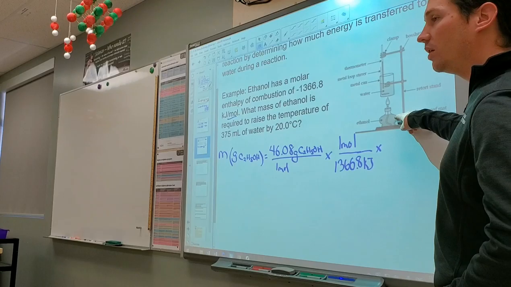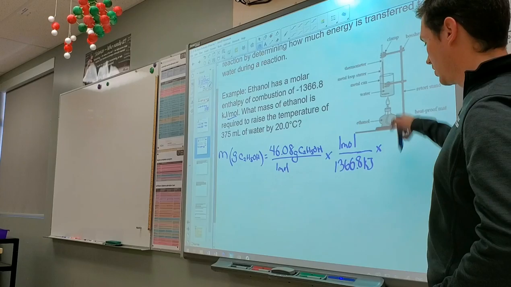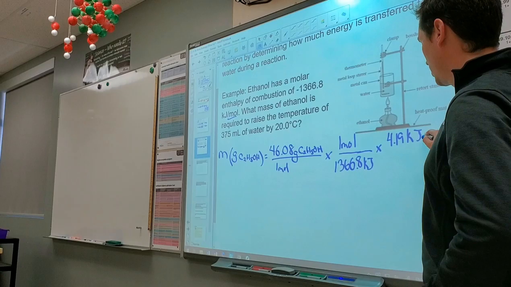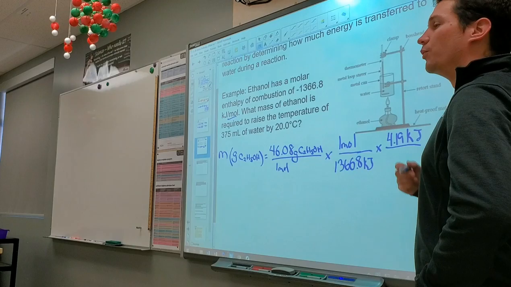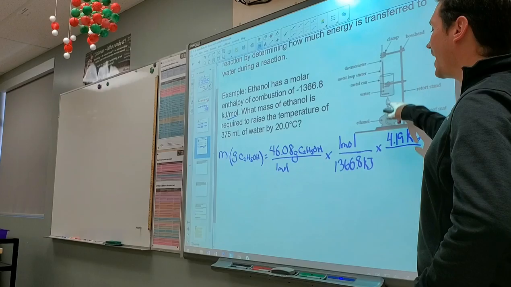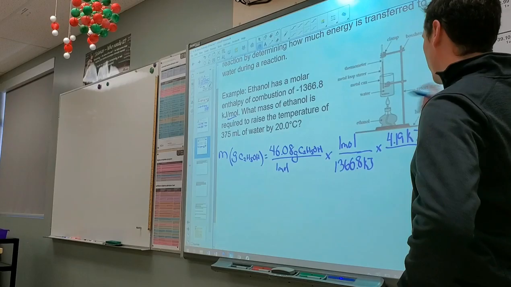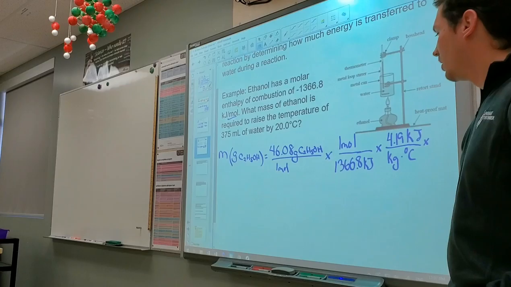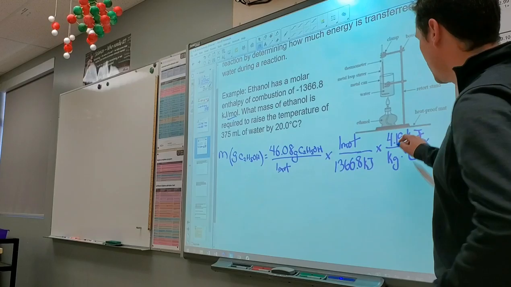Okay, what do you want to cancel out? Kilojoules. Well, the energy lost by the fuel is energy gained by the water, right? So what value do you want to use here? The ratio. The reason why we're not going to use a molar ratio is because is the ethanol reacting with the water in a chemical reaction? Oh, a one-step ratio, I meant like that. Yeah, okay, good. So kilogram degrees Celsius.